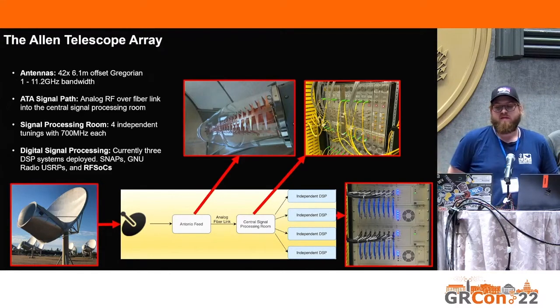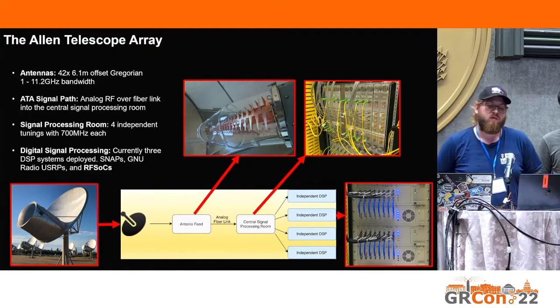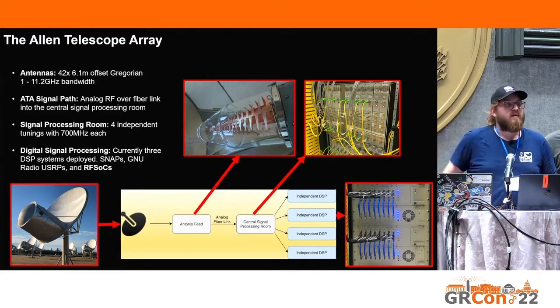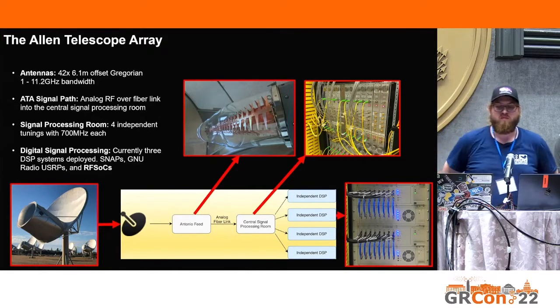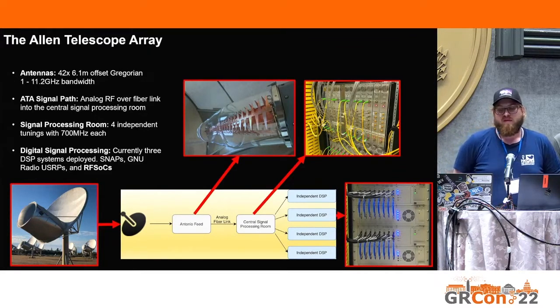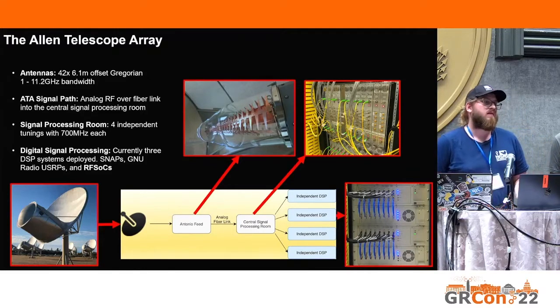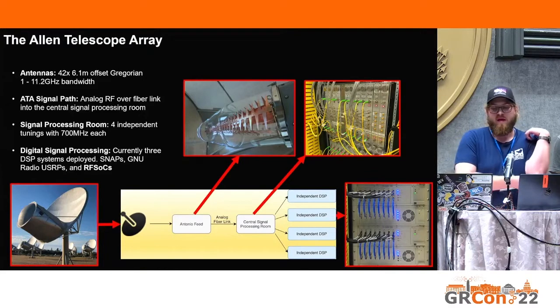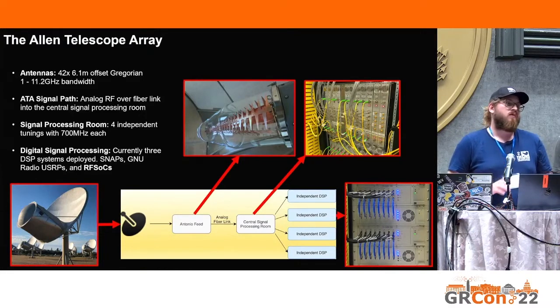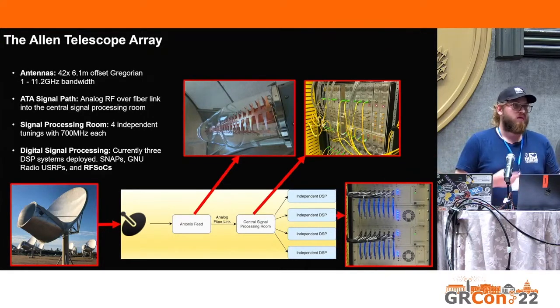Once the data is collected by the feeds, they are sent to a central signal processing room using an analog RF over fiber link, which limits our upper frequency limit to 11.2 gigahertz. In the signal processing room, we have 4 independent local oscillators, which supply 4 different tunings, each of them having 700 megahertz. These IF signals can then be fed into one of our three signal processing backends. We have the SNAPs, GNU Radio USRPs, which I will talk about on the next slide, and then lastly the RFSoC boards, which are currently our main backend.